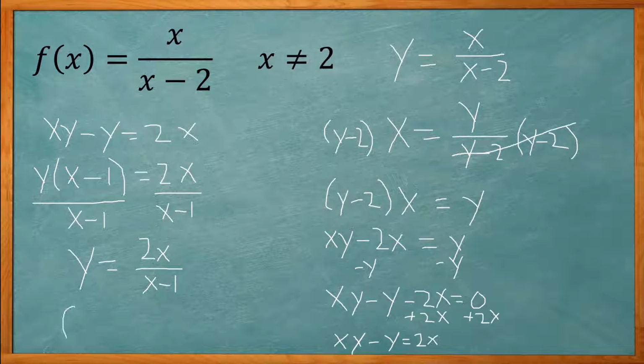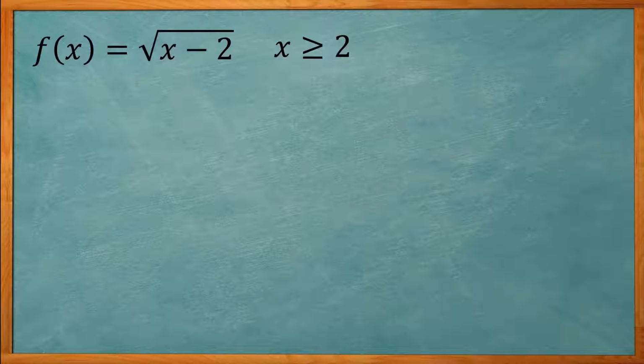And we can change that to the inverse function notation. So that gives us f inverse of x equals 2x over x minus 1. That is the inverse function. And then we got to look at the domain. Again, we don't want to divide by 0, so that's when x is not equal to 1. Because the 1 will cause division by 0. 1 minus 1 will give us 0 on the bottom.